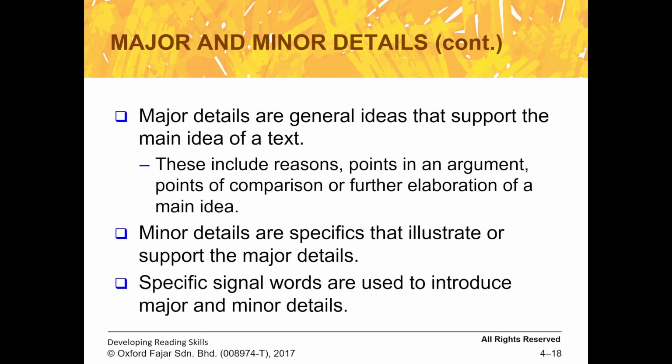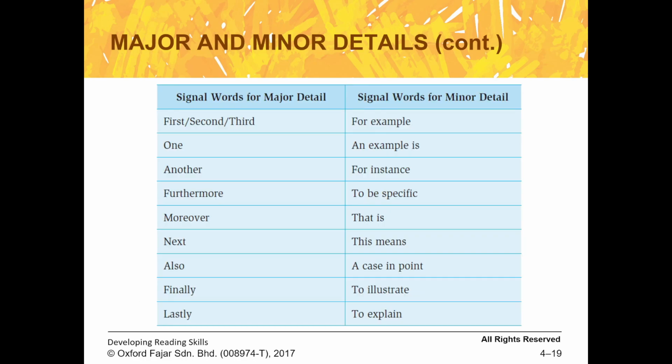Okay. There are several signal words that are used to introduce major and minor details. Okay, let's look at some of them. So, whenever you want to show that you are talking about a major detail, you use first, second, third, one, another, furthermore, those signal words. Okay? For example, one of the major causes of child abuse is something. So that is the major detail.